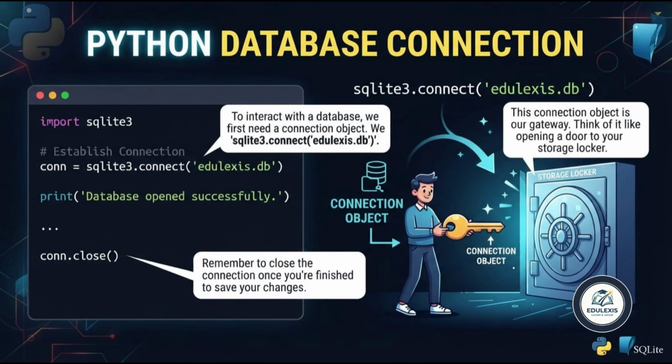To interact with a database, we first need a connection object. We use sqlite3.connect. If we provide a file name like edulexis.db, SQLite will create it for us if it doesn't exist. This connection object is our gateway. Think of it like opening a door to your storage locker. Remember to close the connection once you're finished to save your changes.